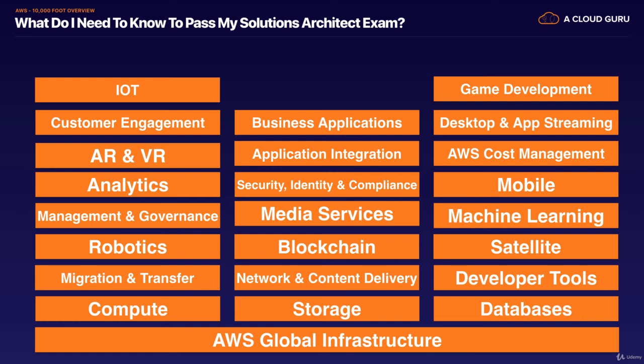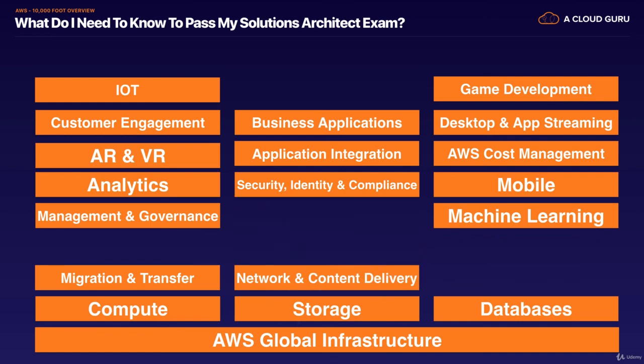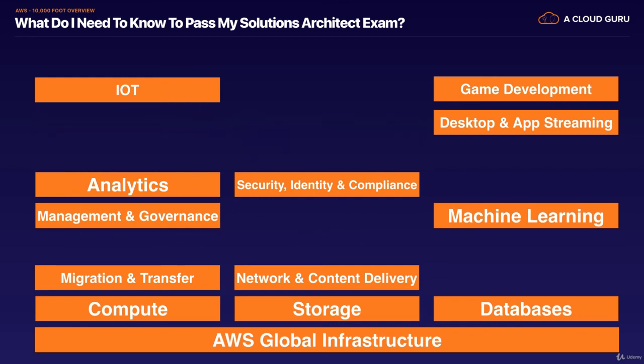So what is it we need to know to pass our Certified Solutions Architect exam? Well, why don't we just start with what we don't need to know? So we don't need to know developer tools. We don't need to know robotics or blockchain or satellites. We don't need to know media services. We don't need to know mobile. We don't need to know AR and VR, application integration. We don't really need to know cost management. We kind of do a little bit. That's a bit of a touchy one, so I've made it fall off. But we will cover cost control on AWS because that is an important part of being a certified solutions architect. We don't need to worry about customer engagement, business applications, and IoT or game development.